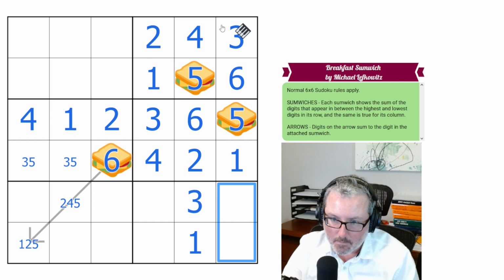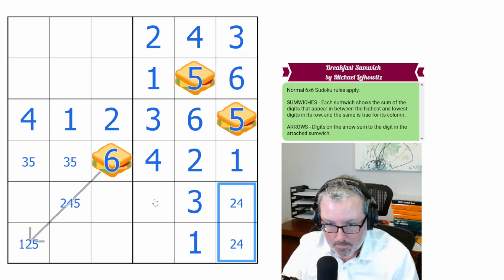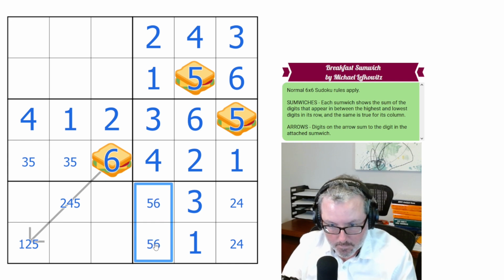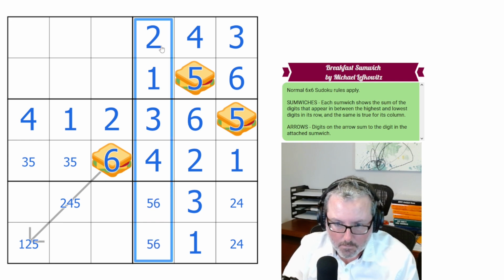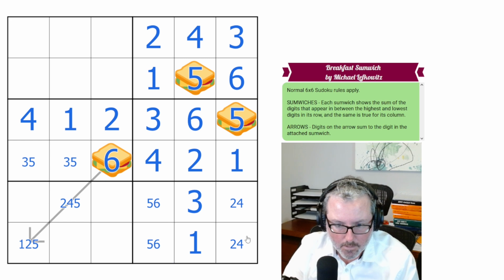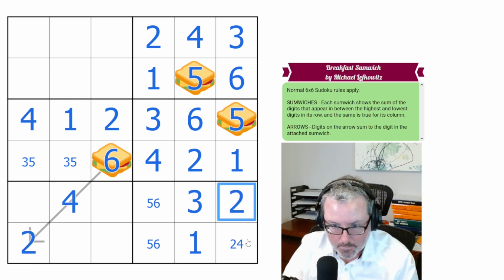These now have to be from 2 and 4. I'll come back to this in a second. These have to be 5 and 6. Now, there are no sumwiches on these lines, so I can't use that. Now we know this is not a 1. Therefore, it's either a 2 or a 5. It can't be a 5 because this would have to be 1. So this is a 2, which means this has to be a 4, which means this is a 2 and this is a 4.